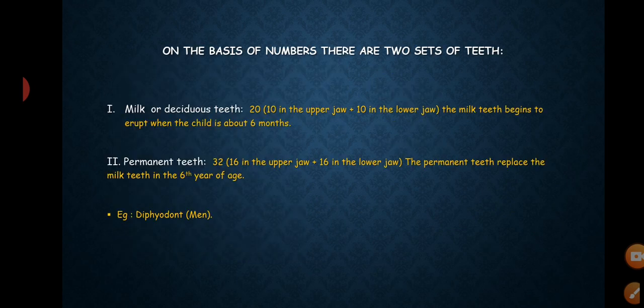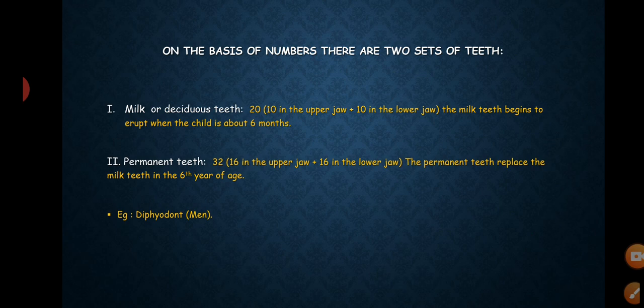On the basis of number, there are two sets of teeth, milk or deciduous teeth and permanent teeth. Milk or deciduous teeth number 20, 10 in the upper jaw and 10 in the lower jaw. The milk teeth begin to erupt when the child is about 6 months of age. Permanent teeth number 32, 16 in the upper jaw and 16 in the lower jaw. The permanent teeth replace the milk teeth when the child attains 6 years of age. This is a very important kind of dentition, an example of diphyodont.